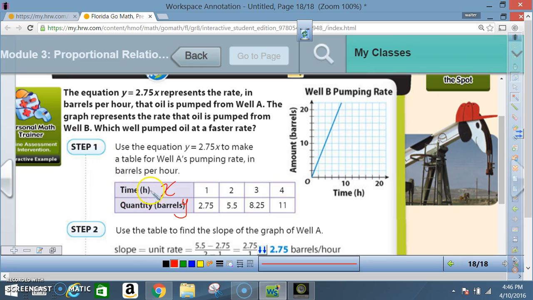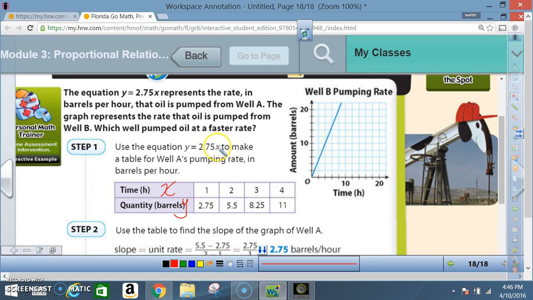time is going to be in hours, and that's going to be our X variable. So for hours, we're going to say 1, 2, 3, 4 hours. And then we're going to use these values to figure out the corresponding Y values. Now, we can test it out real easy because the equation is Y is equal to 2.75 times X. If we put a value of 1 in, that means after 1 hour, we're going to have 2.75 times 1.